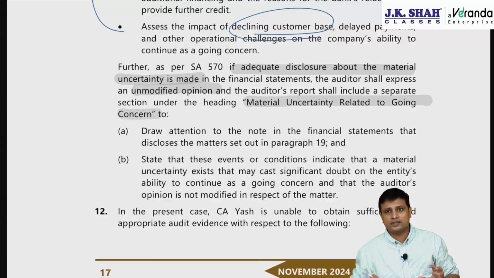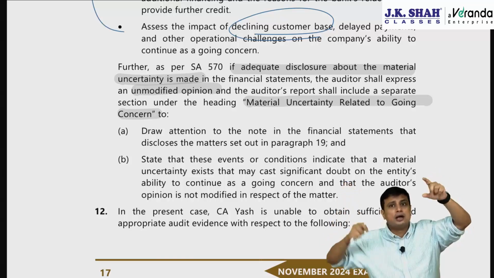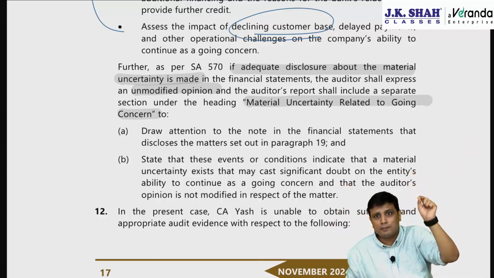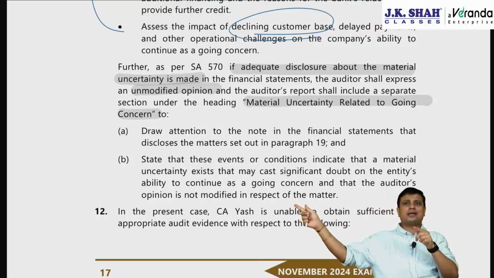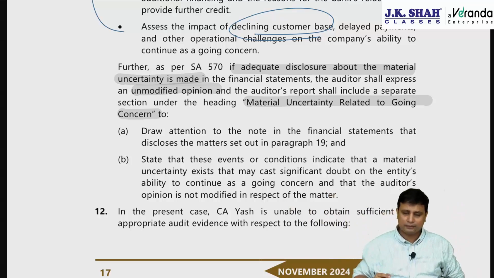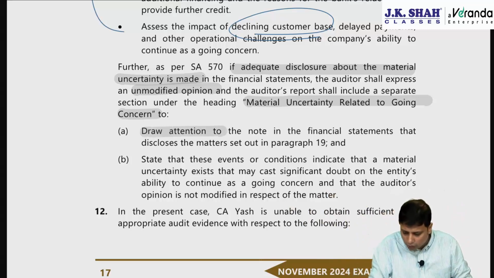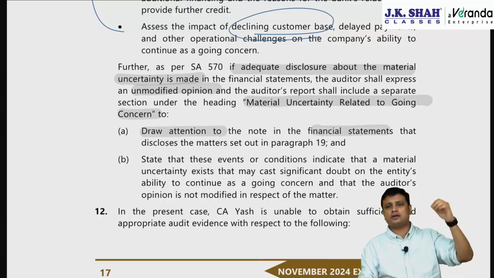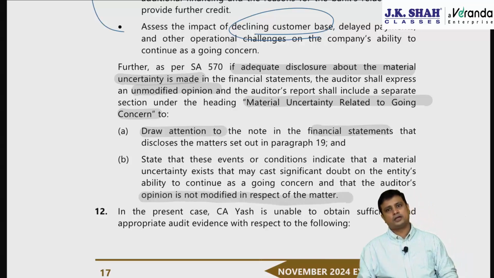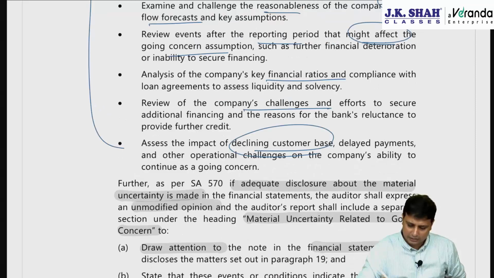If you recollect emphasis, we want to draw users' attention, but emphasis is not a substitute for going concern para. So whenever there is a material uncertainty, rather than giving emphasis, we'll give a material uncertainty related to going concern para. It is similar to emphasis. Here we will draw attention to the note in the financial statement. So basically we are giving a cross reference and we will state that our opinion is not modified in respect of this matter. So this was our SA 570.